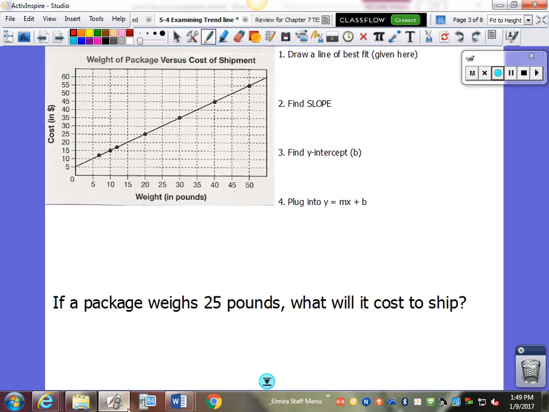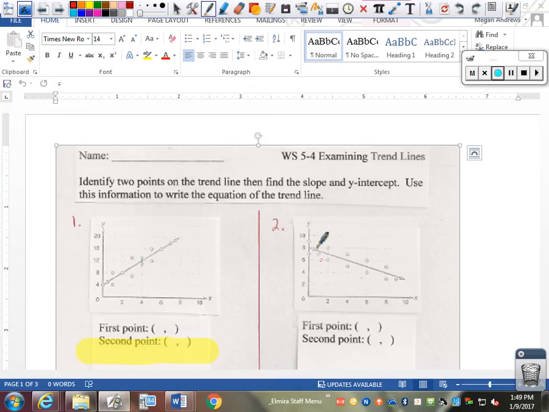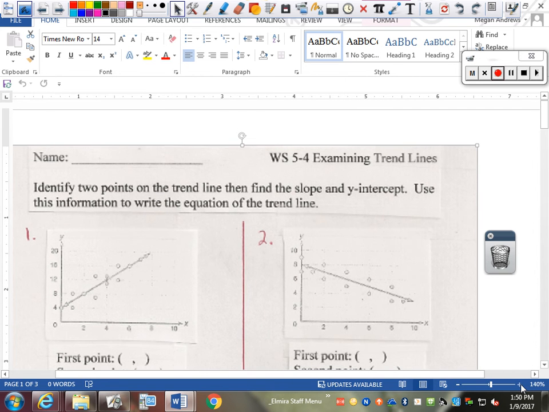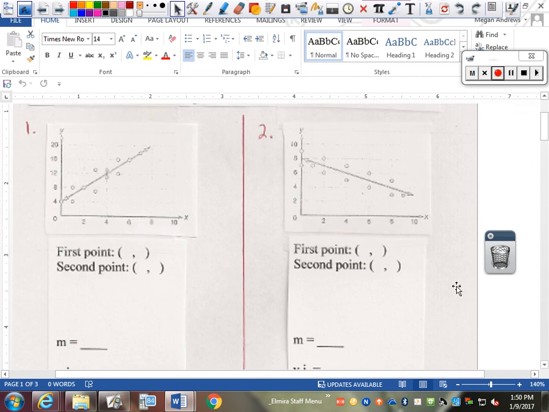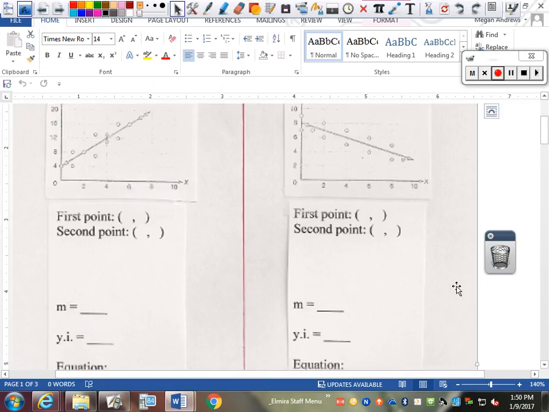Okay, I want to go directly to the homework right now. I apologize because this is not going to show up very well on screen. I hope that the homework printed better than this. Okay, I gotta shrink that down.